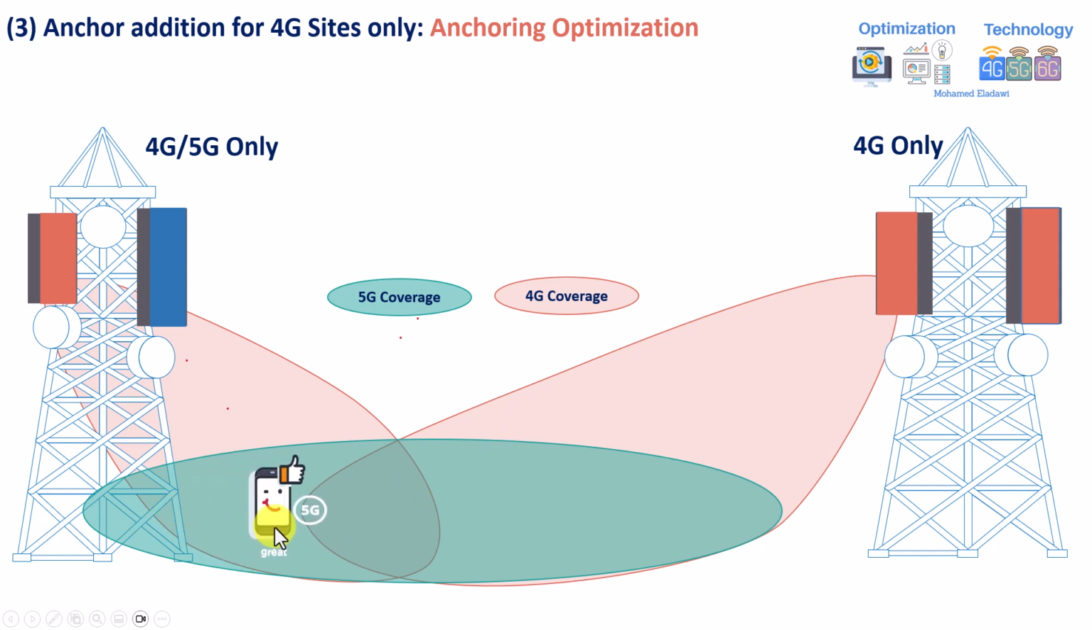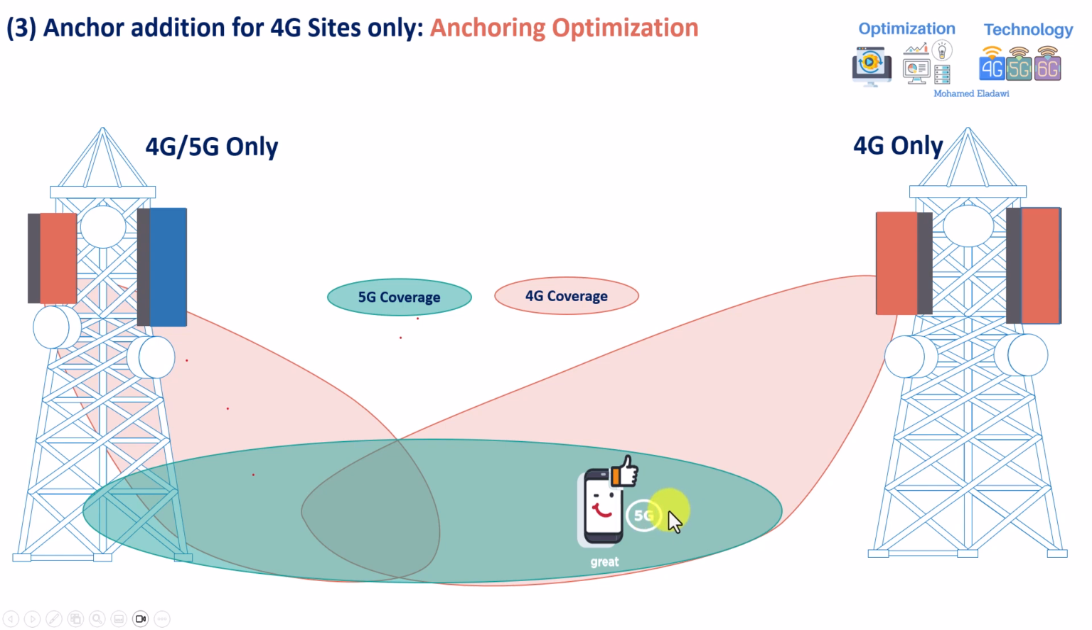The user will have 5G until he moves to the edge here. Once he moves outside the 4G coverage, to this area where the anchor is not defined from this site, he will start losing the coverage. And this is solved, for example, by defining this site as an anchor layer. So once you define this site as an anchor layer for this particular 5G site, the users can start to have 5G services up to this coverage footprint.